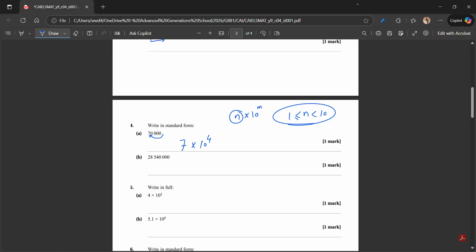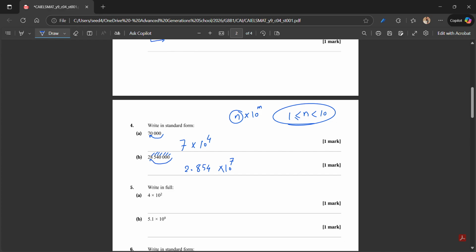Okay, what about this one? Also, guys, here look, we have to move the decimal point all of these numbers. Okay, so the answer here will be 2.854 times 10 power. How many digits we moved? 1, 2, 3, 4, 5, 6, 7. So here power 7 by this way.